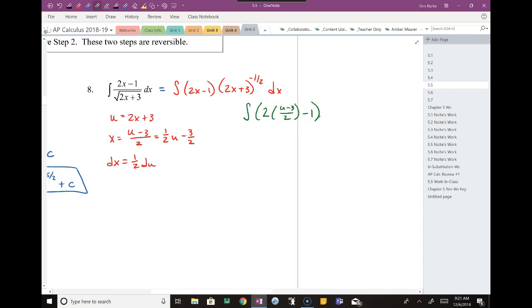Okay, so everybody okay with my first substitution? Now I'm on this piece. What is this piece the same as? That's my u. Good. So u to the negative 1/2. And now what is dx equivalent to? 1/2 du.